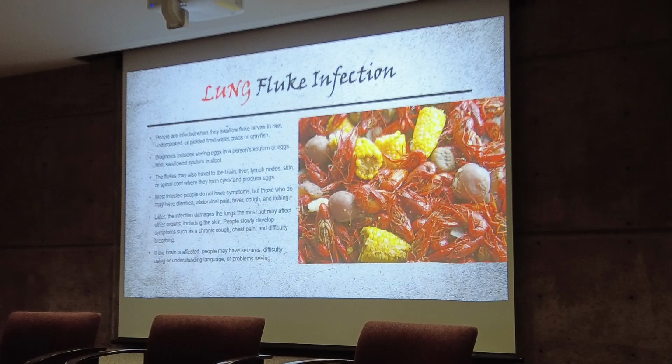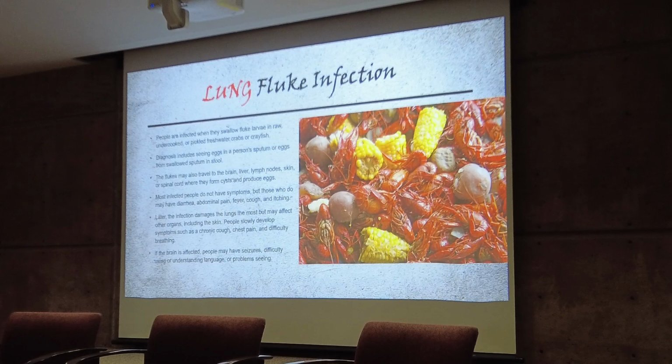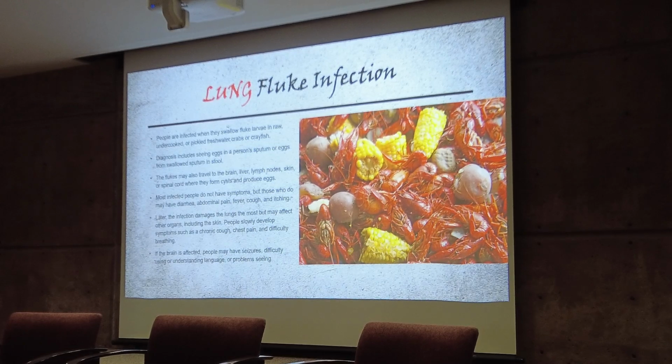People are infected when they swallow fluke larvae in raw, undercooked, or pickled freshwater crabs or crayfish. Diagnosis includes seeing eggs in a person's sputum, or eggs from swallowed sputum in stool. The flukes may also travel to the brain, you heard that, the brain, liver, lymph nodes, skin, or spinal cord, where they form cysts and produce eggs. Most infected people do not have symptoms, but those who do may have diarrhea, abdominal pain, fever, cough, and itching.